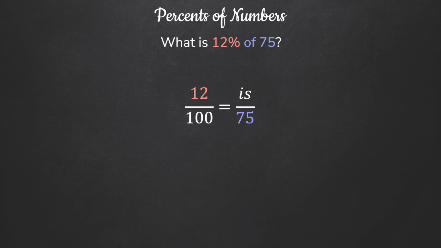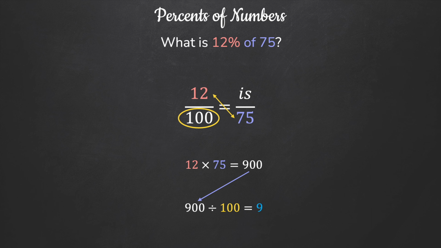Now we're going to go ahead and solve. So we're going to take our two numbers that are diagonal and multiply, and 12 times 75 is equal to 900. Then we're going to take our last number, which is 100, and we're going to take the 900 and divide that by 100, and that is equal to 9. So that means that 12% of 75 is equal to 9.